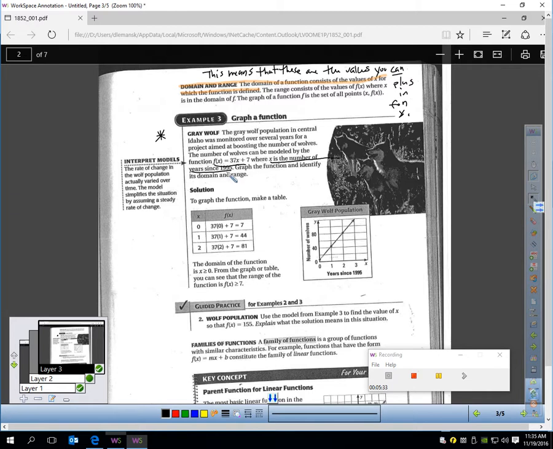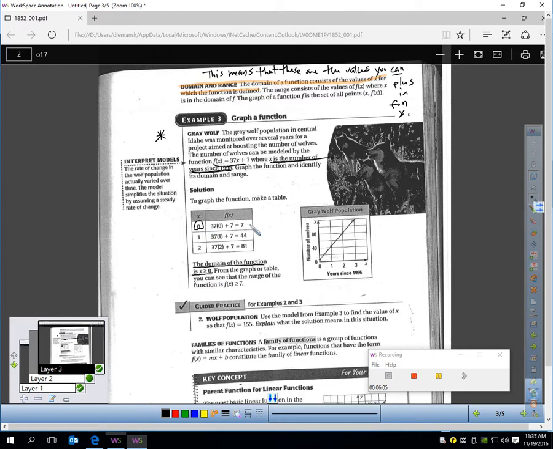Well, before we graph, we've got to figure out what values I can plug in for x. Now remember, x is the number of years since 1995. So if I plug in 0 like they do here, that means 1995. If I plug in 1, that would be 1996. If I plug in 2, that'd be 97. I can't plug in negatives because that would be backward in time, but I could plug in any positives. So that's why the domain, you can see, is x greater than or equal to 0.